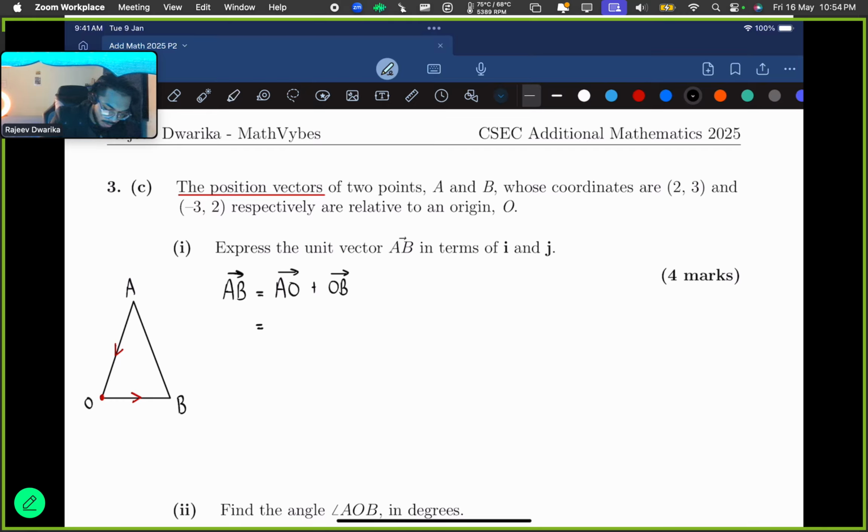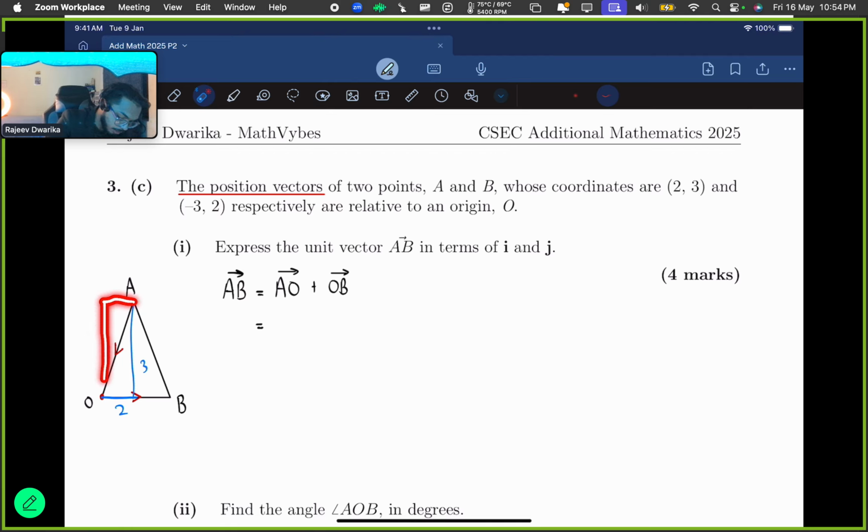Because watch this. Remember, position vectors are just coordinates. So if I want to go from O to A, I move some distance horizontally and then I move up some distance vertically. So this will be 2 3. Yes or no? And so if I want to go from A to O, wouldn't it just be -2 -3? You seeing that?